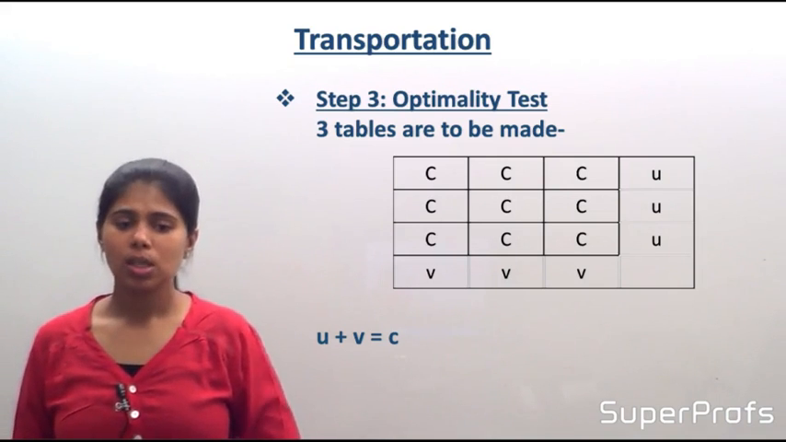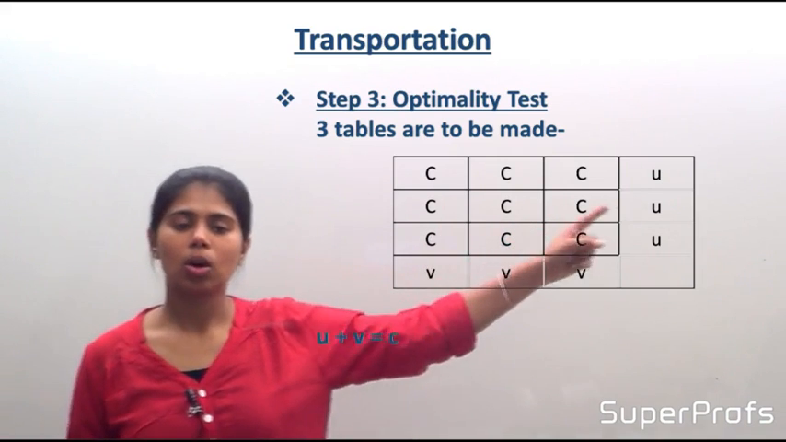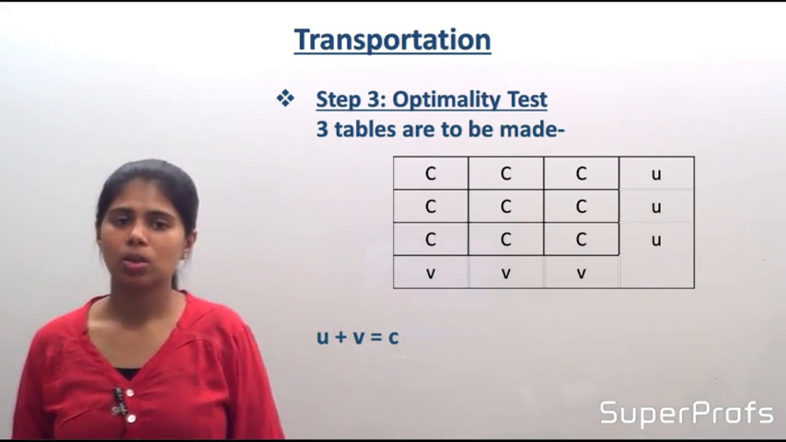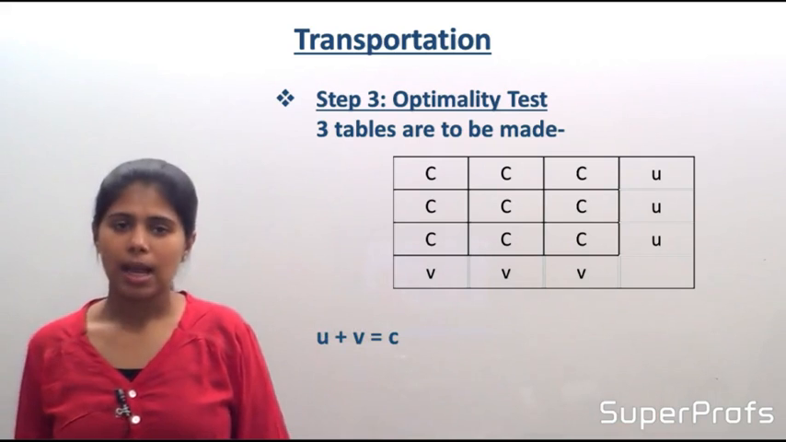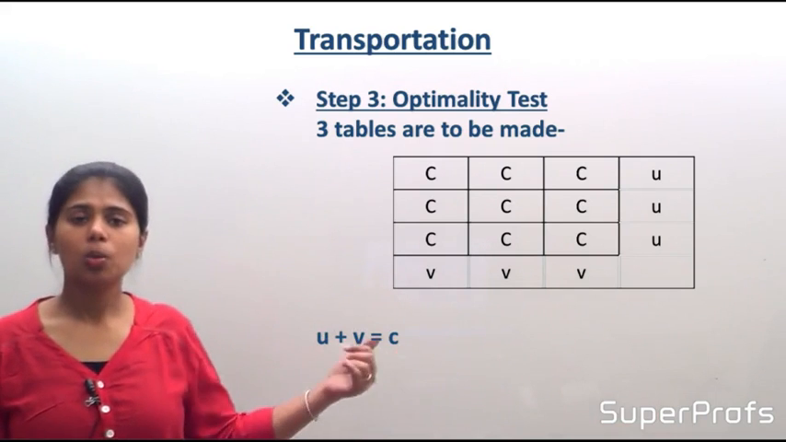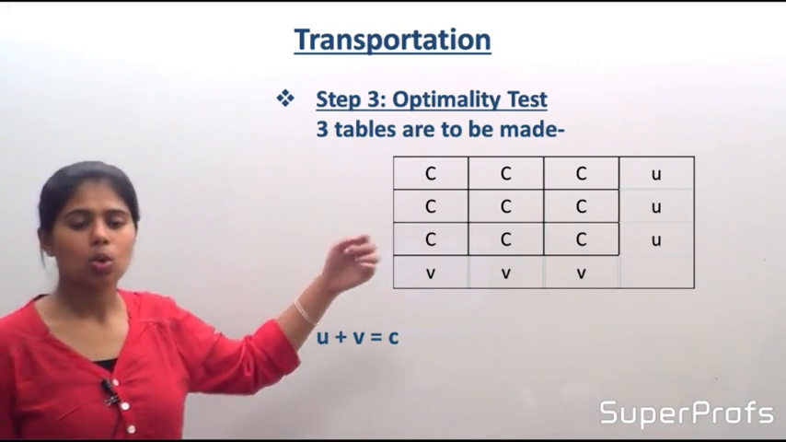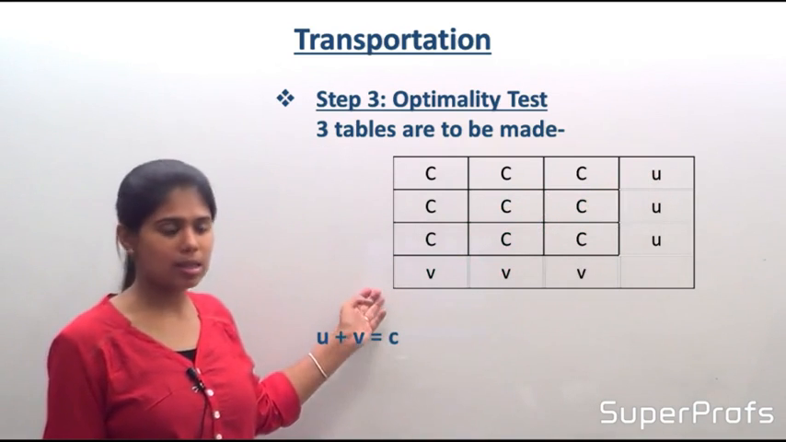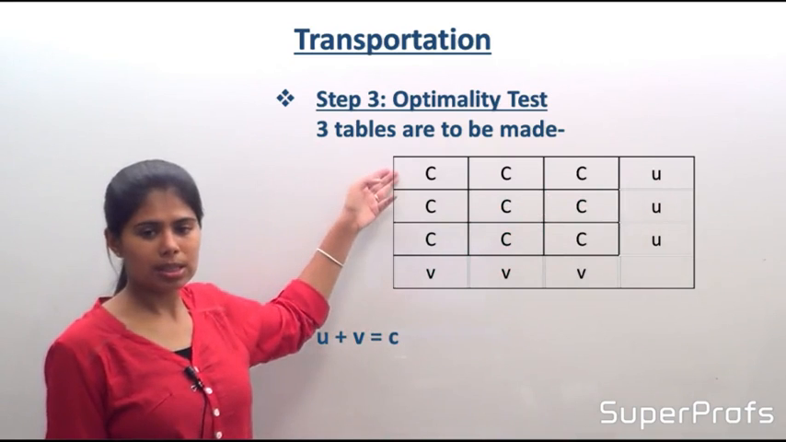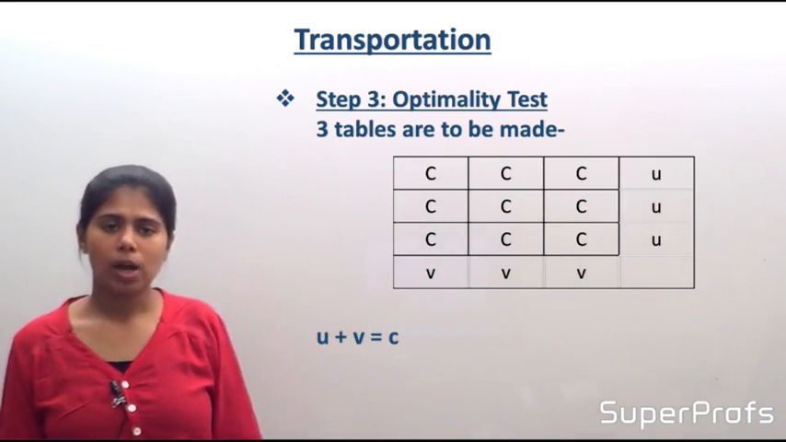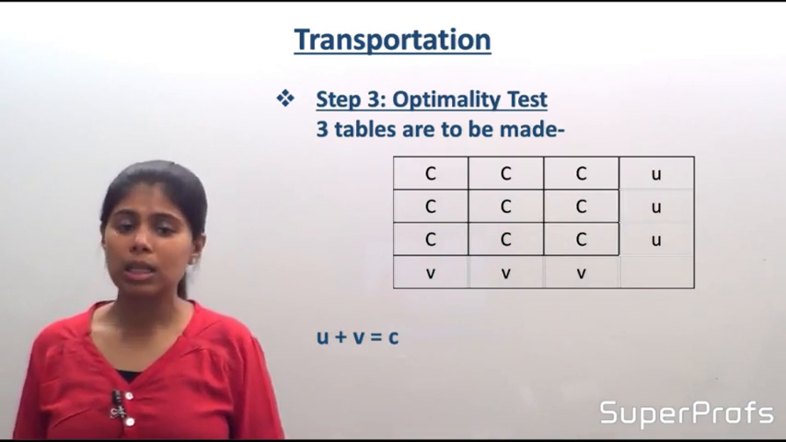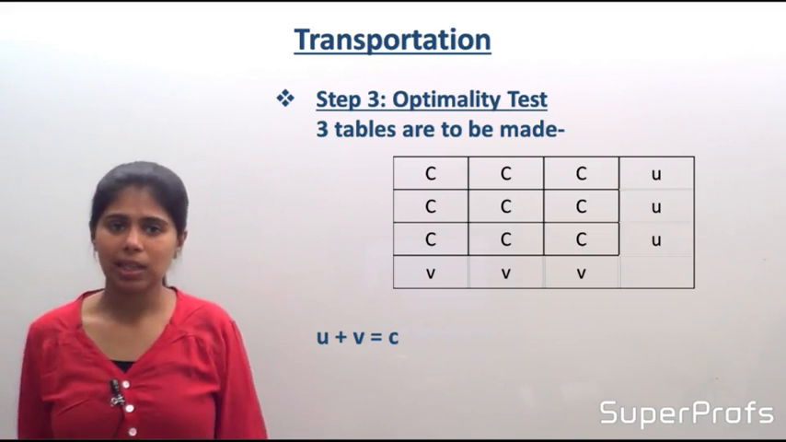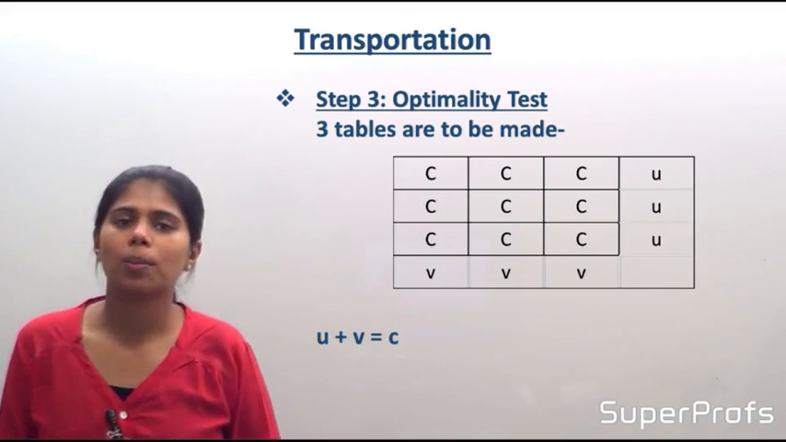The U's are what is written on the side of the rows, and the V's are what is written below the columns. The equation over here is U plus V equals C. So this U and this V, when we add them, should be equal to this C. I hope you understand this equation very well, because this is what we are going to use in the next three tables to understand the optimality test.